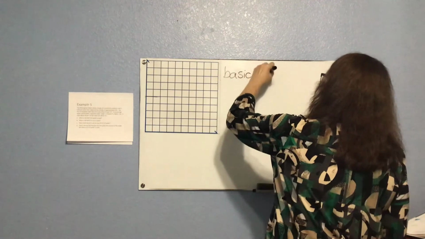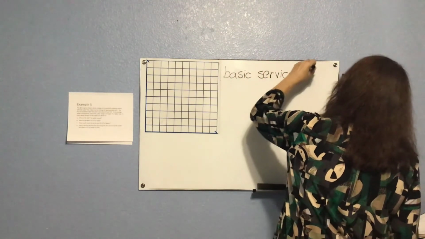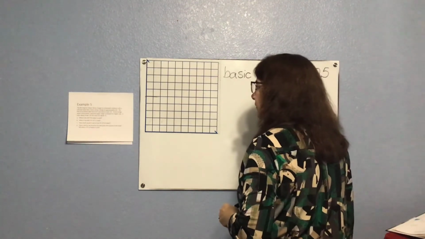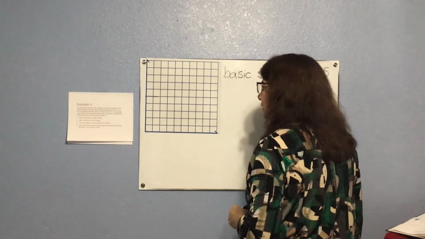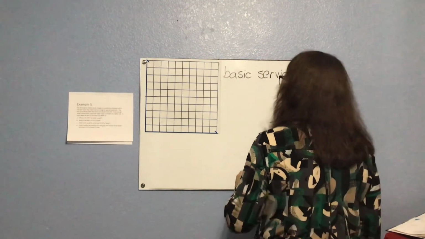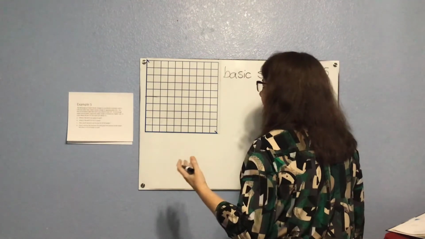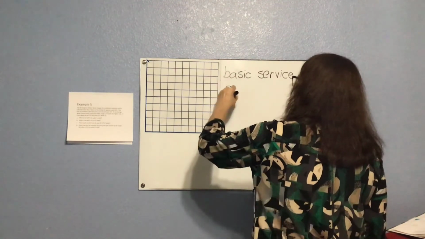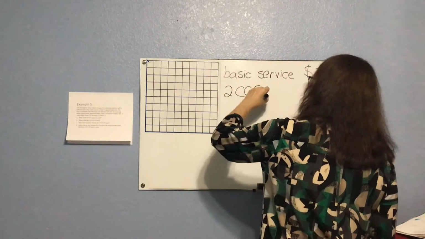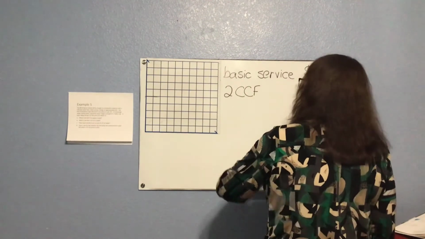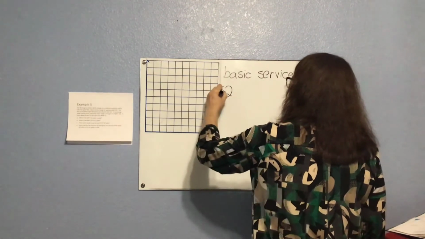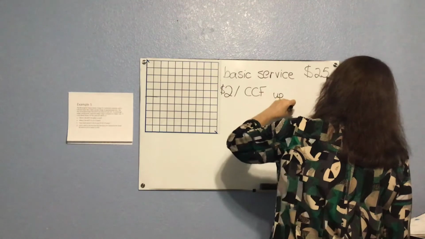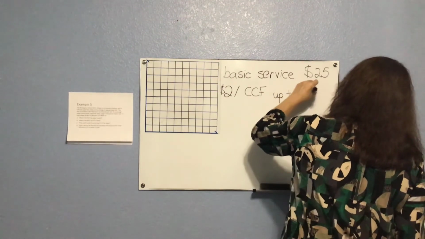Basic service, $25. Okay. The first 1,500 cubic feet costs about $2 per CCF, so 100 cubic feet. So I've got 2 CCF. Well, let's write it this way. $2 per CCF up to 15 CCF.